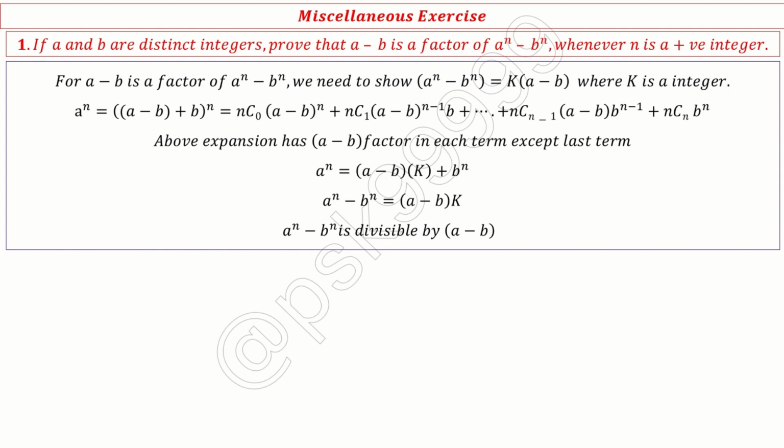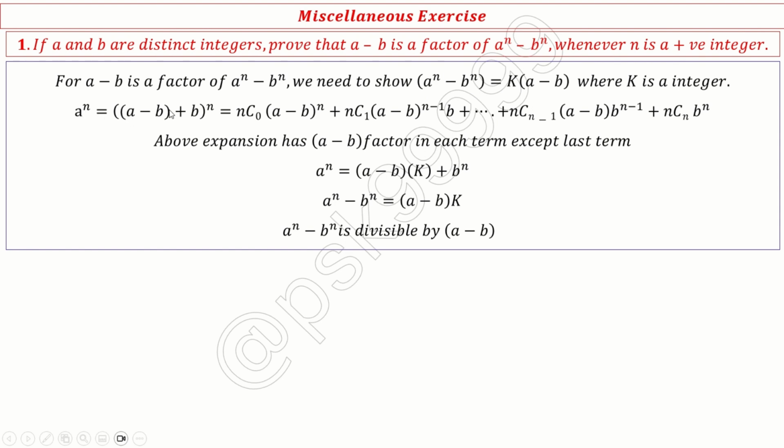Same way. So for a minus b to be a factor of a to the power of n minus b to the power of n, we need to show that a to the power of n minus b to the power of n is equal to k times (a minus b). k can be any integer, positive or negative, doesn't matter. If we show this is nothing but k times (a minus b), then it means that a minus b is a factor of a to the power of n minus b to the power of n.